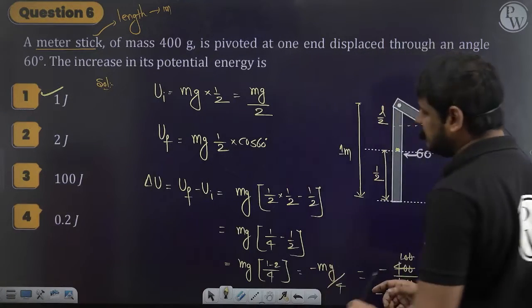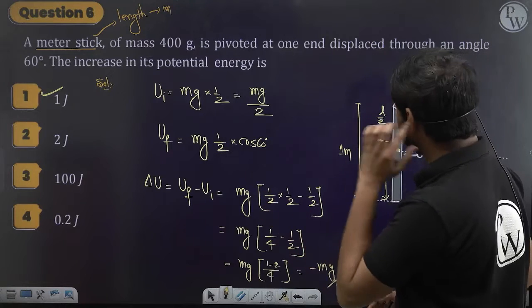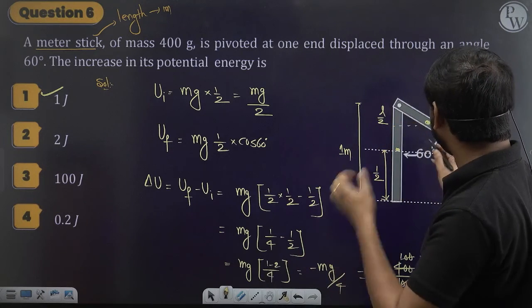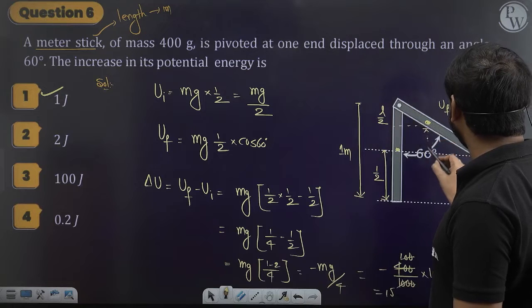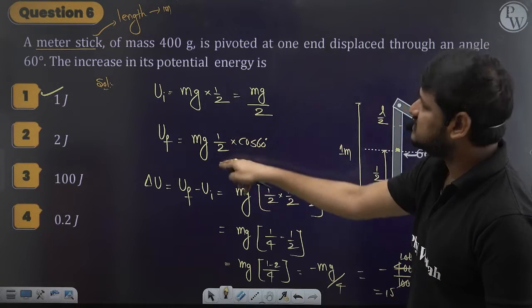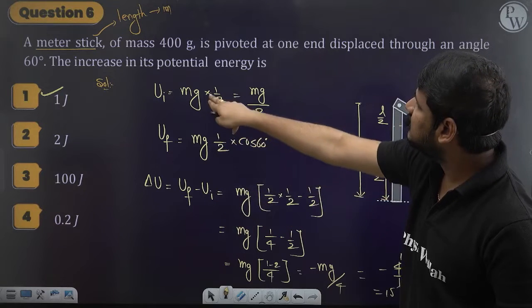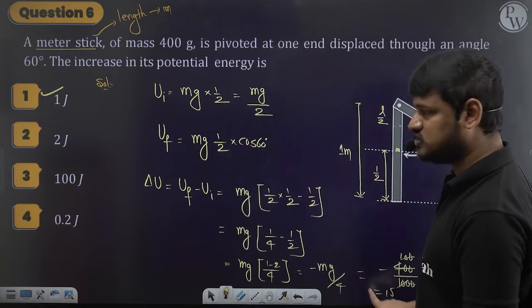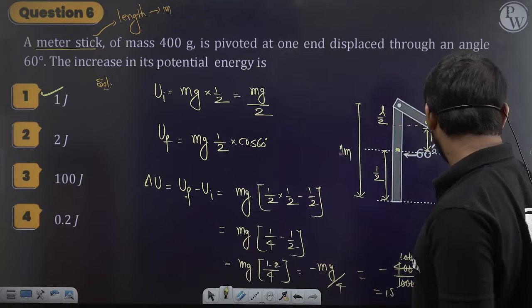Basically what we have to do is it is raised to some height, right? So this is the height we required. You can subtract this minus this, then you can get the 1 joule. So anyway, it's fine. Understood, guys, this question?